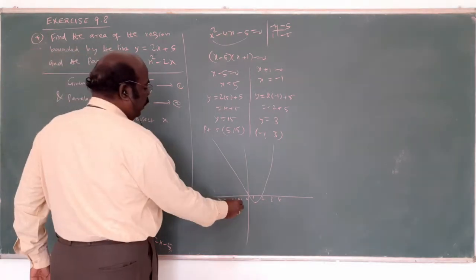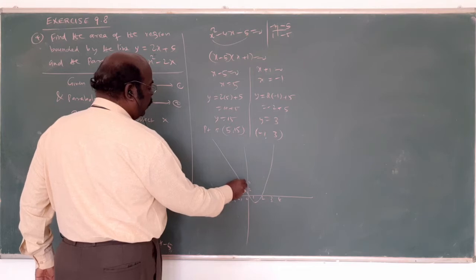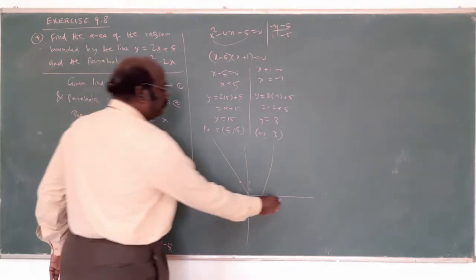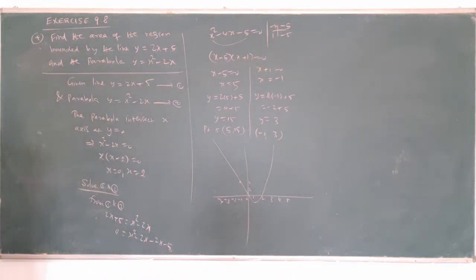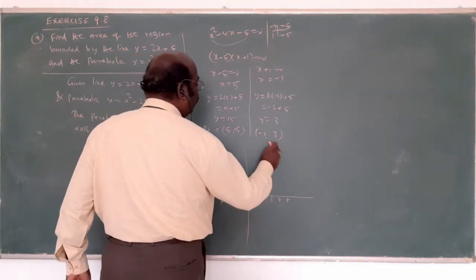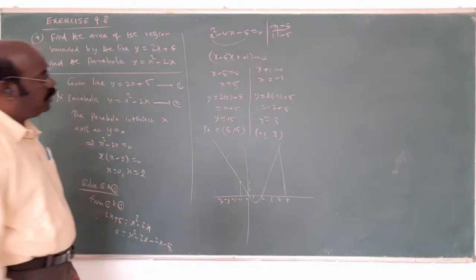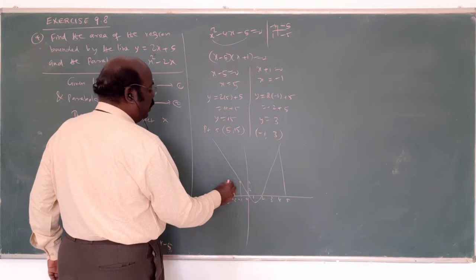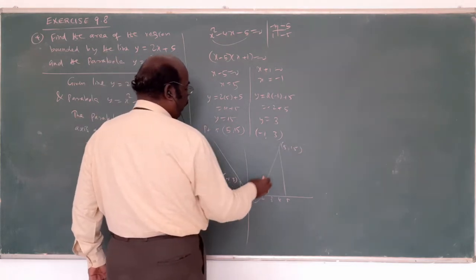Minus 1, 3 here. It's going to be minus 1. Here one more point, 5, 15. Am I right? What is it asking now? Draw the line. Actually, this point is minus 1, 3. Here 5, 15. To draw a line, we need only 2 points.